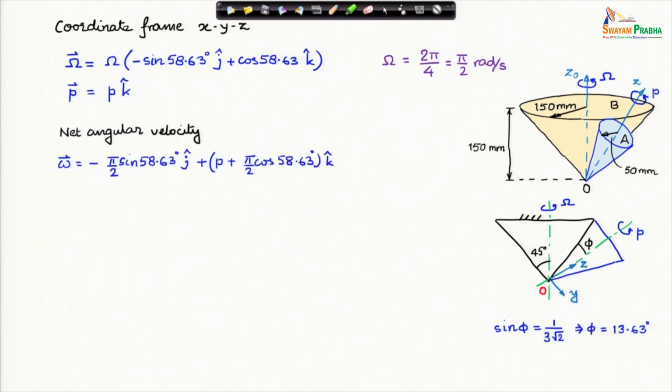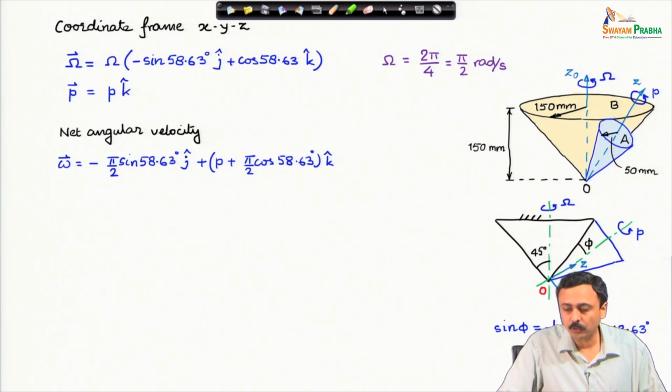First, we find out the net angular velocity of the smaller cone, the cone A. How do I find out? It is the frame angular velocity plus the angular velocity of cone A with respect to the frame, which is the spin angular velocity, and that is what I have written here. The net angular velocity omega of cone A is the frame angular velocity plus the spin angular velocity.